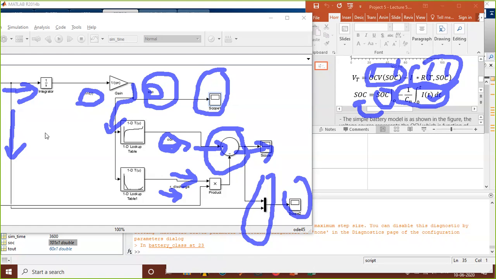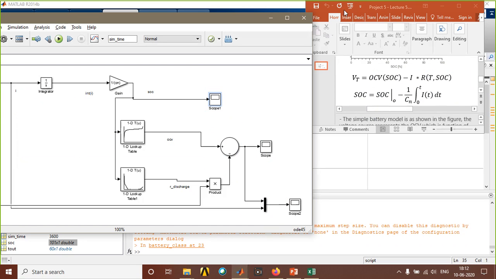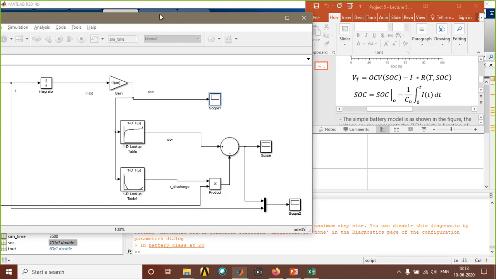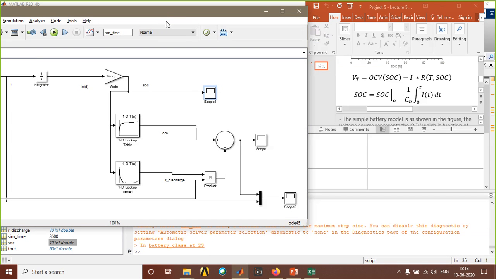Okay, guys. So please take a few minutes to go through this. Very simple. Yeah, R discharge is obtained from the table. That's why I used the lookup table. Okay, fine. So I hope you understood. So from here we can take a small break, a 10 minute break. So guys, I'll keep this on my screen, okay? So you can go through this.